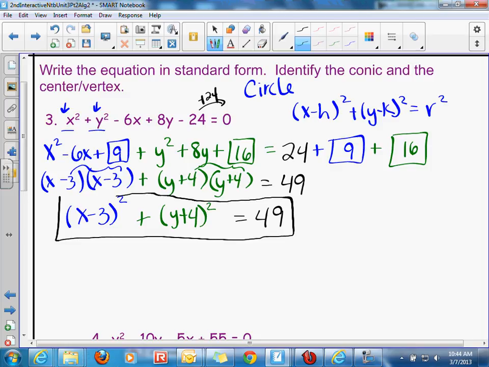We've got the center at, remember this is h and this is k, so center is at 3, negative 4. And if you wanted to know the radius, it's the square root of 49. The radius would be 7.